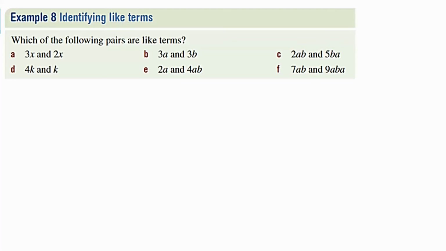But here we go. So, let's identify which ones are like terms. So let's say A. Is A a like term? I've got 3x and 2x. Are these like terms? Yes, they are. What about 3A and 3B, David? No.